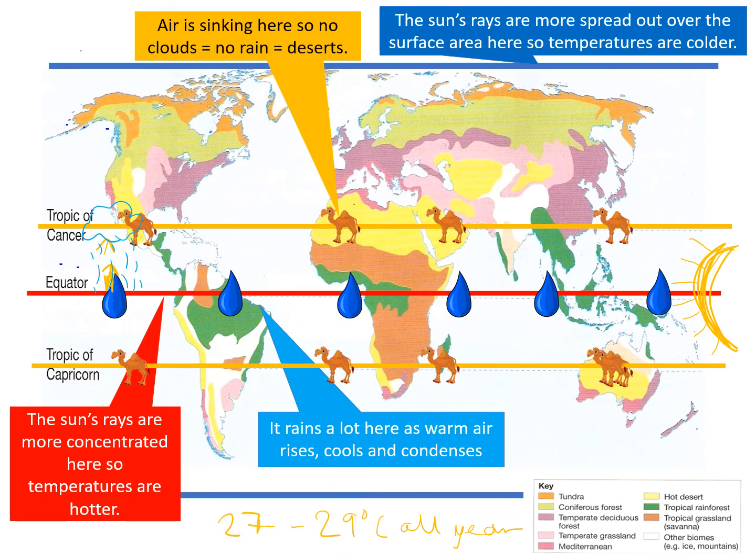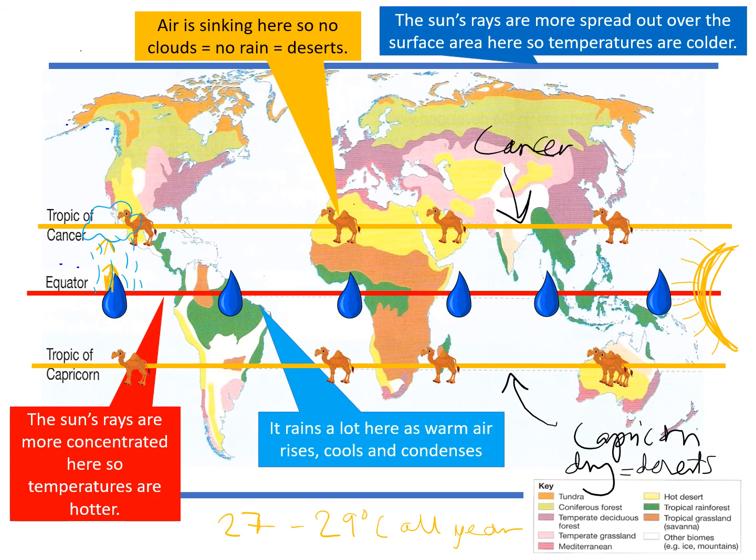Now, we also have air sinking, so that is what I've got on here now are camels, and the camels aren't really important at the minute. We're going to look at deserts in more detail later on in this topic, but it's just to make you aware that along the equator it's very hot and very wet because the air is rising, cooling and condensing. But along the Tropic of Cancer, which is here, and the Tropic of Capricorn, which is here, the air is sinking, so the air is very dry, and that is why we have lots of deserts happening in the Tropic of Cancer and the Tropic of Capricorn. But it's still very hot because it's still a very close proximity to the equator.